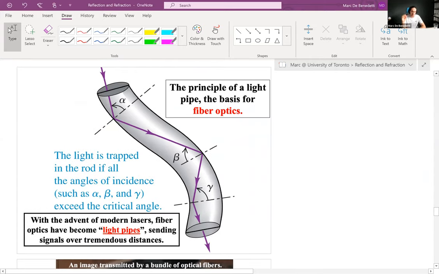Now, back to fiber optics, let's say like Bell Communications. What they do is they design the material of the fiber optic cable to have a very generous critical angle, meaning a very small critical angle, because they want many possible angles to be larger than the critical angle. And they are able to send information through a beam of light.